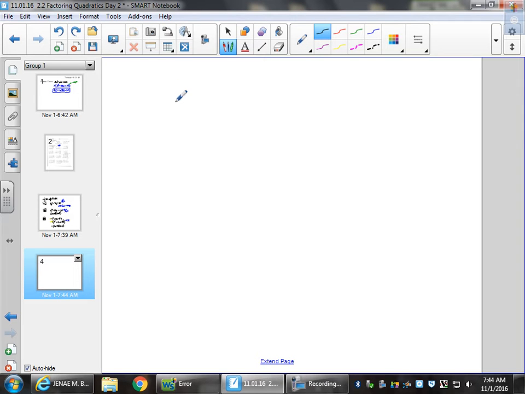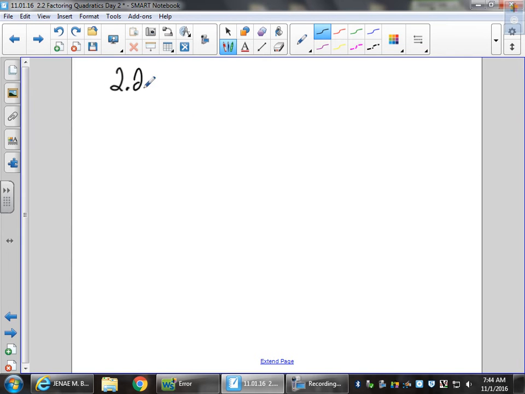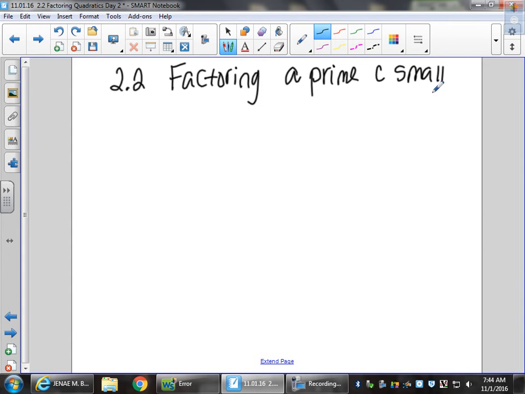2.2 will be all things factoring. So we are still in 2.2, but today's title is Factoring A prime C small. We'll talk about what that means in a sec.